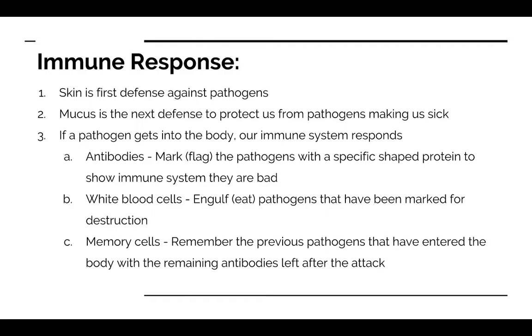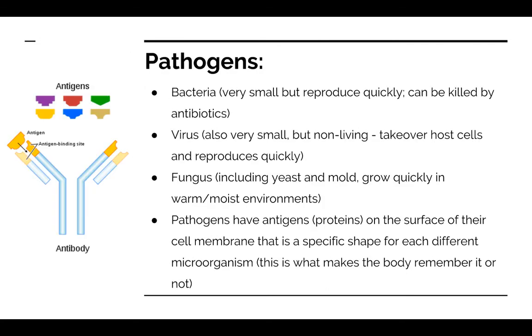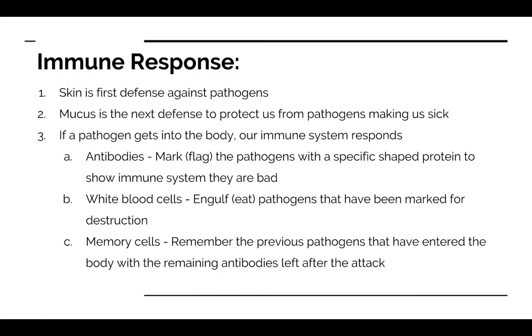So the first thing that we should mention is antibodies. Antibodies basically mark or flag the pathogens with a specific shaped protein to show the immune system that they're bad. So if I go back to this picture that we saw before, you can see that the antigens have a specific shape, and those match the antibody on kind of the arms of the antibody. So they know exactly which antigens have entered the body and can start to prevent your body from getting sick.